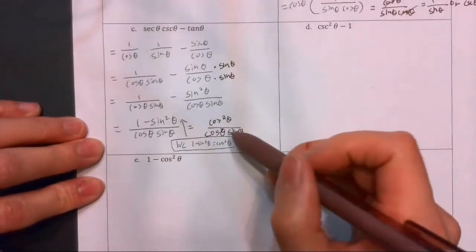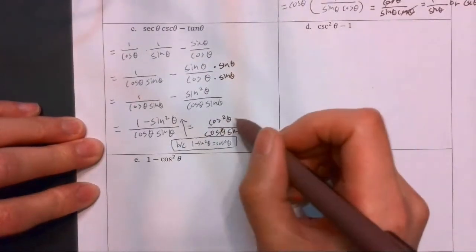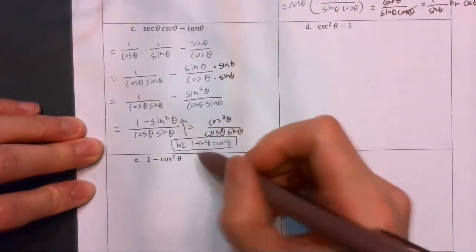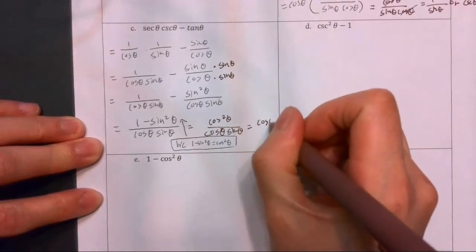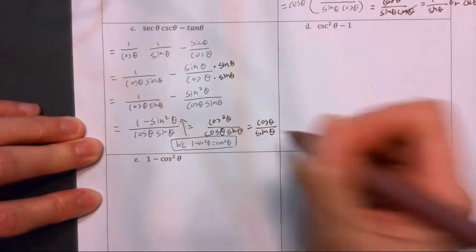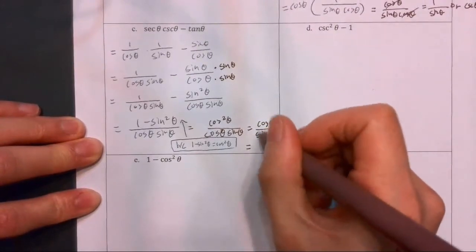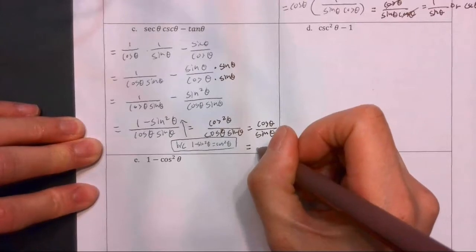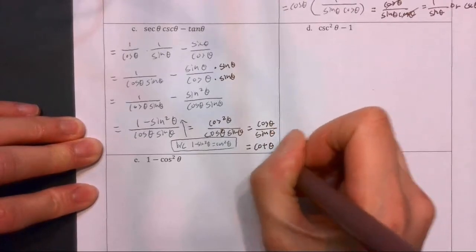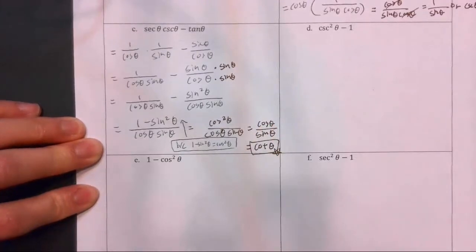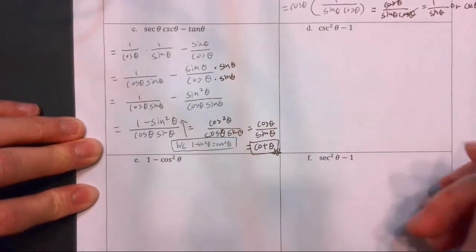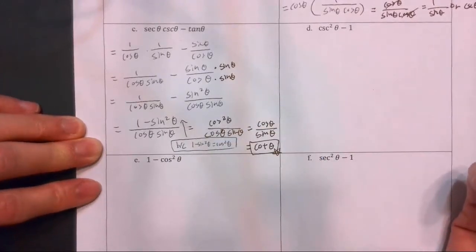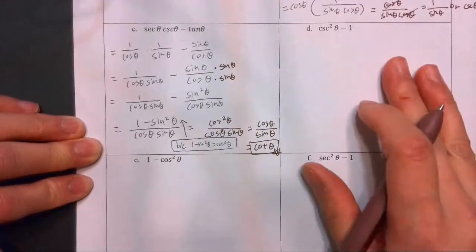Then what can I do? Cosine is a common factor top and bottom, so I can cancel the cosine thetas out to get cosine theta over sine theta, which in fact will be what? What's cosine over sine? Cotangent theta. Final answer, cotangent theta. Okay, you kind of see what I'm doing here? It's the same thing, right?